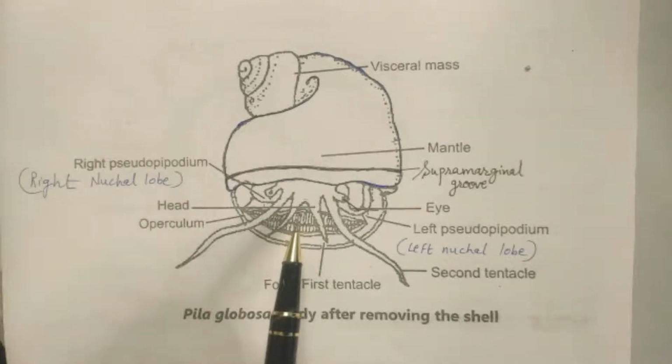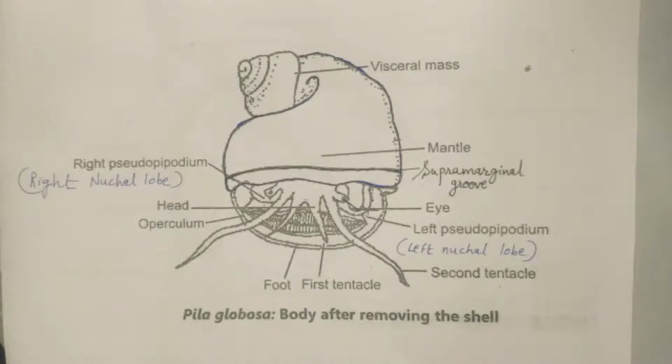Slime trail it can secrete. That slime trail is secreted by the pedal glands of the foot during locomotion. Okay, got it? Yes, and this foot part is soft, gray and brown in color.